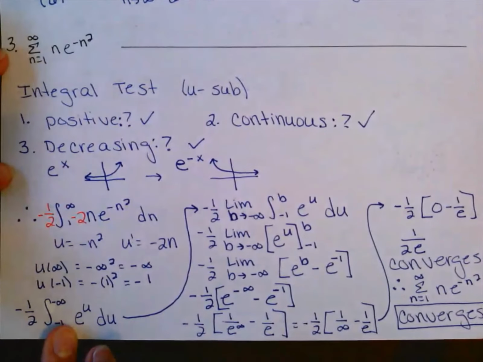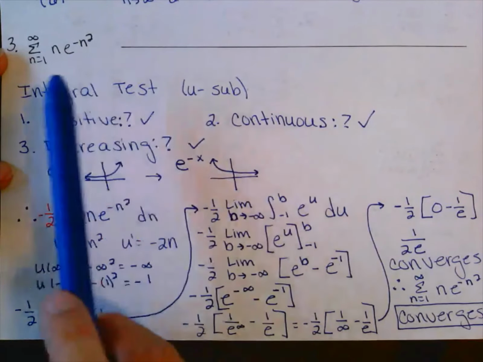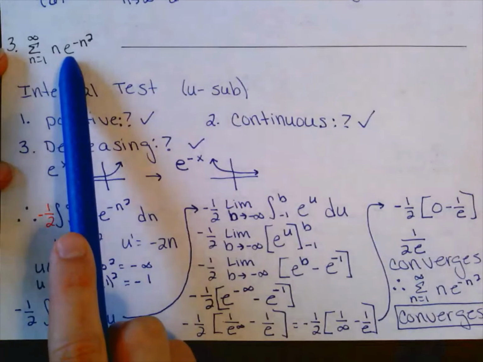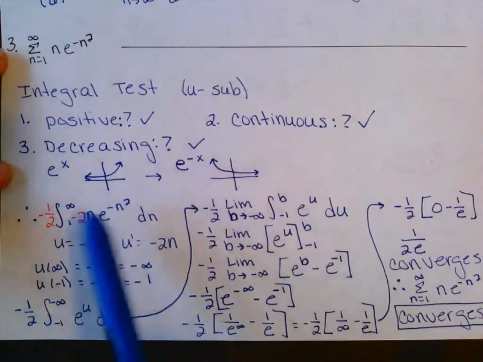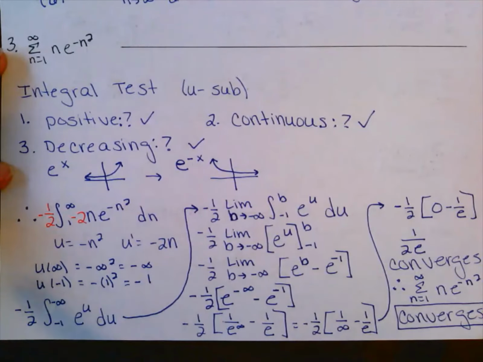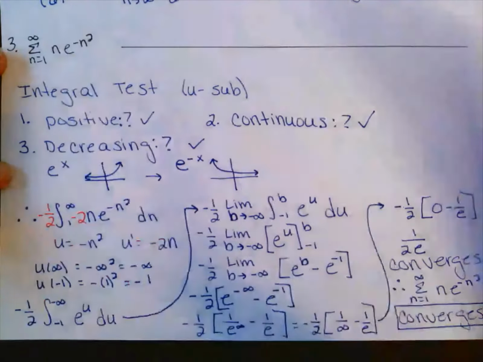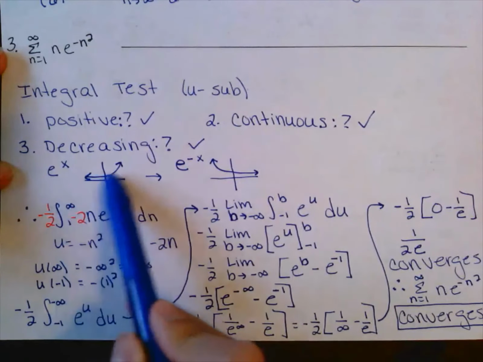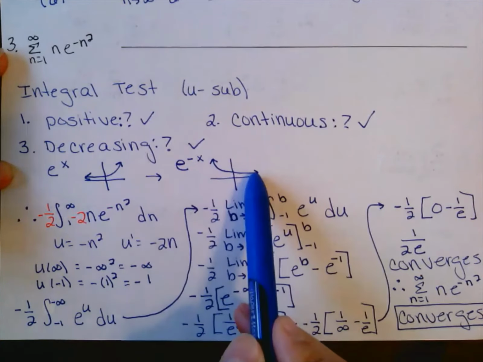In order to do the integral test, we have to confirm that it is positive and continuous, which is easy to see. This is an e function, which is always continuous, and we see no negative sign. And decreasing, the way I feel like was fastest for this one, I know the e to the x graph, which in this case they're using n, always goes increasing. But if I put a negative in front of that exponent, it changes to decreasing.